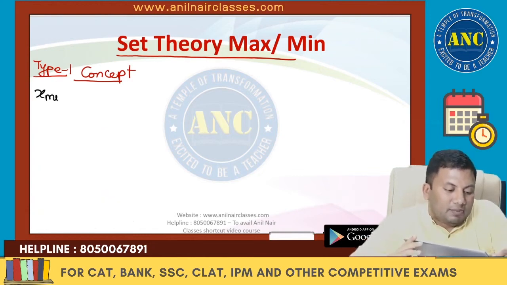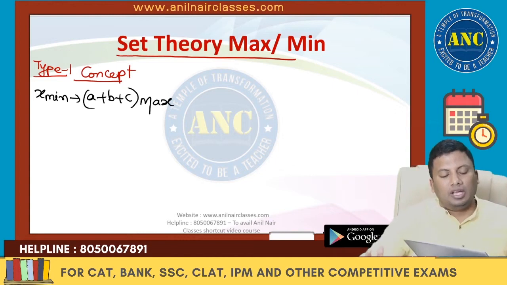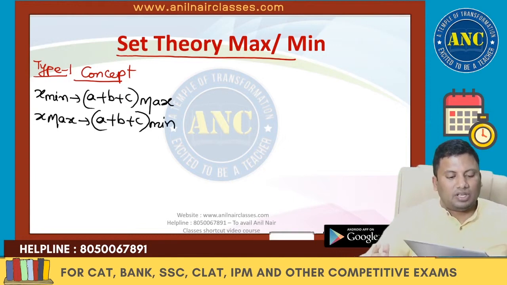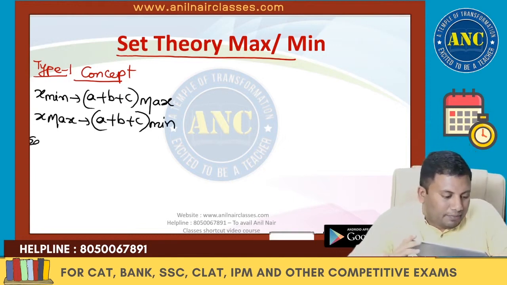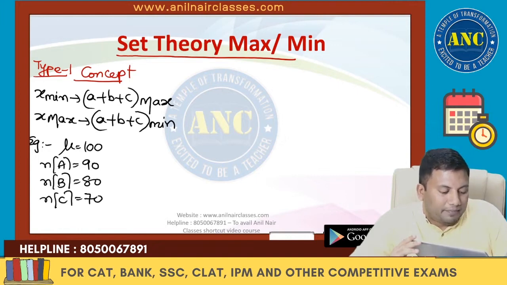if x is minimum, a plus b plus c should be maximum. If x is maximum, a plus b plus c should be minimum. Example, mu is 100, n of a is 90, n of b is 80, n of c is 70.